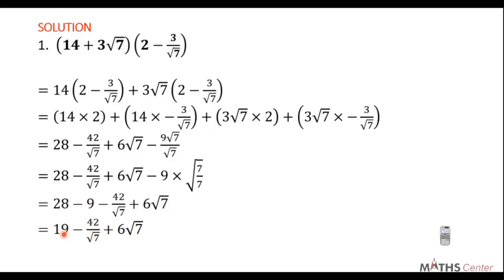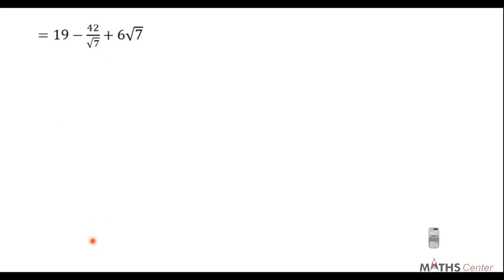Remember, we are not rationalizing 19 or 6 root 7 because they are not fractions. We only rationalize fractional sets which have the denominator as a surd. So from here, what we do is rearrange it. I'm going to rearrange such that this one becomes the last step. So I'm going to have 19 plus 6 root 7 minus 42 over square root of 2.